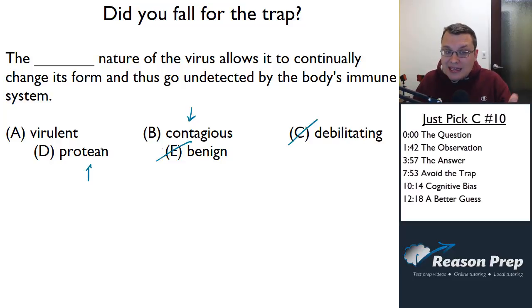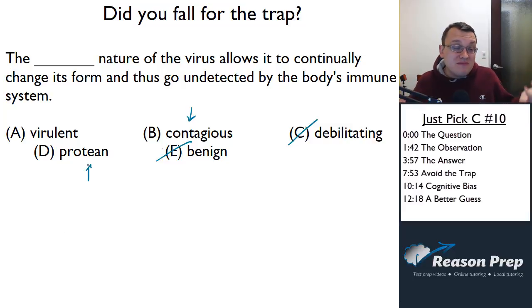But when you look at it in the sentence, it doesn't really make sense. I mean, it makes sense, but not really. Like, the contagious nature allows it to change its form and go undetected. I mean, contagious means it spreads from person to person, not really having to do with whether it's detected or not by the immune system. So it's not exactly clear how contagious is really fitting here. But again, it's so attractive as an option. It's so familiar. It seems so relevant in some ways that we might be tempted to pick it. And maybe you put B.